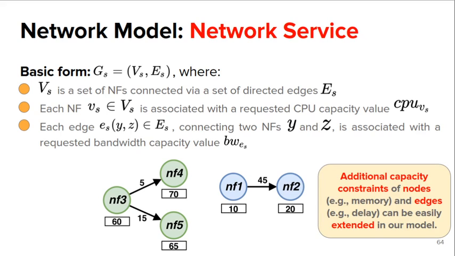In our network model, we are considering a basic scenario with only CPU and bandwidth constraints. Additional capacity constraints of nodes and edges can be easily extended in our model.